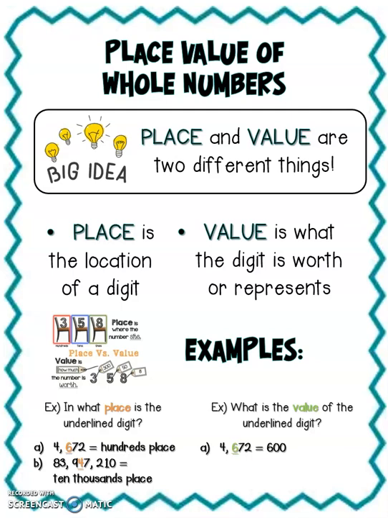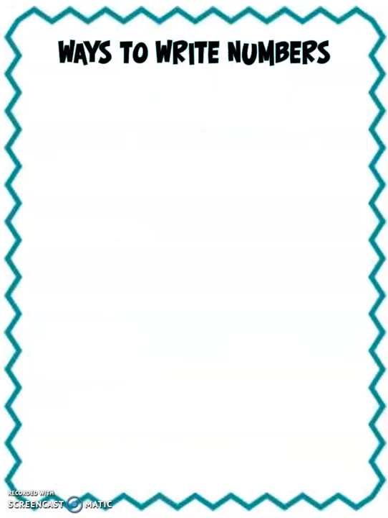In 4,672, I knew that the 6 was in the hundreds place, which means that the value is 6 groups of 100, or 600. In 83,947,210, I knew that the 4 was in the 10,000s place, so the value of that 4 is 4 groups of 10,000, or 40,000. Remembering this can help us as we start to read and write larger numbers.